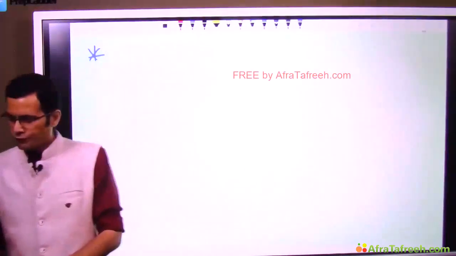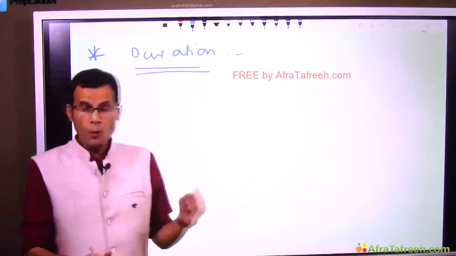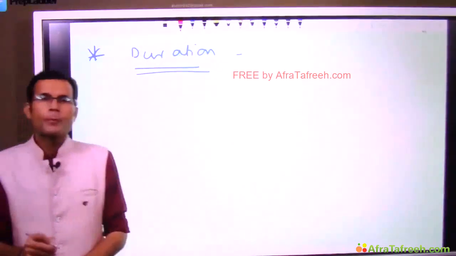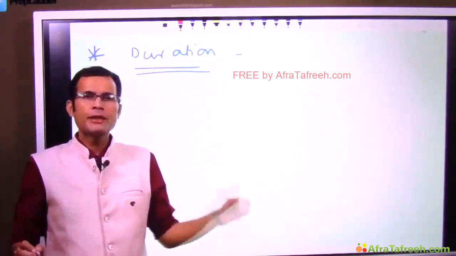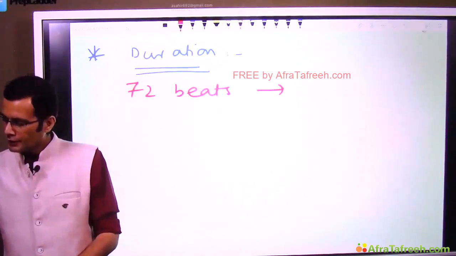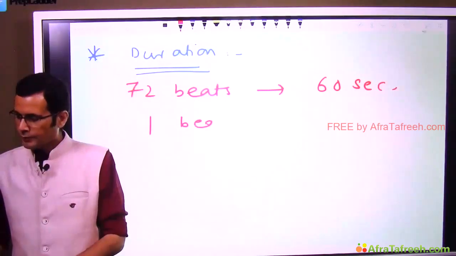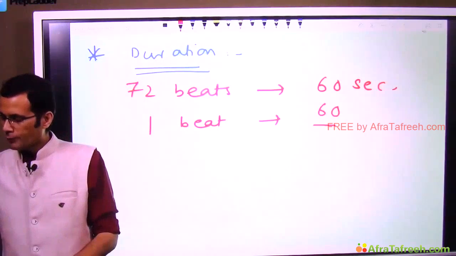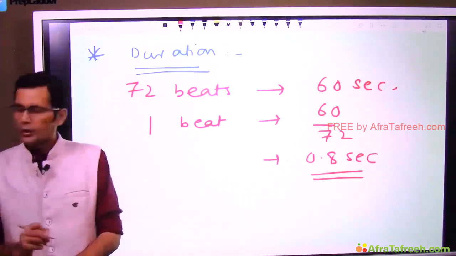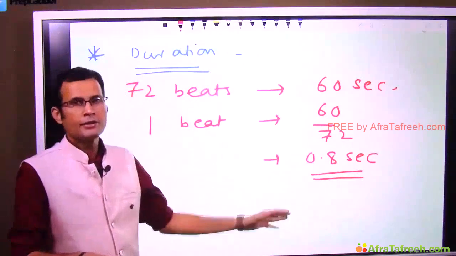What is the duration of the heartbeat or cardiac cycle? It's important that we know the duration and its significance. So, look, normal heart rate is 72 beats per minute. That means 72 beats occur in 60 seconds. That means one heartbeat will have a duration of 60/72, and that is 0.8 seconds. So normal cardiac cycle duration is 0.8 seconds.